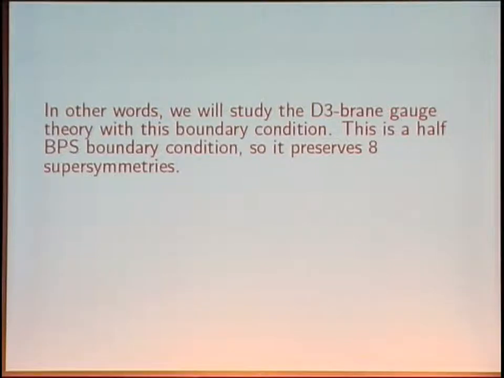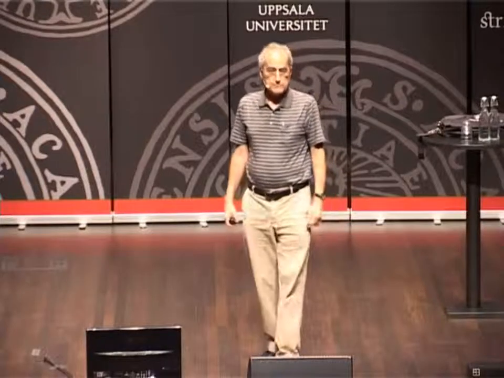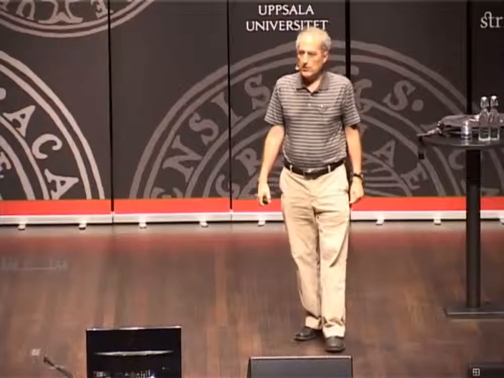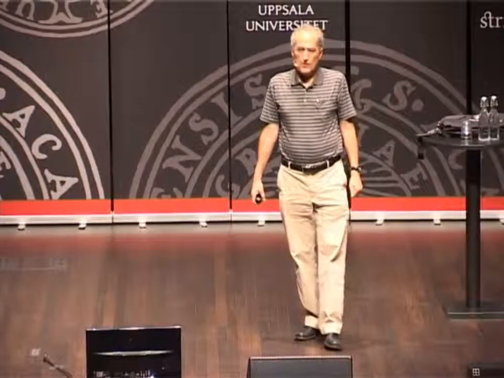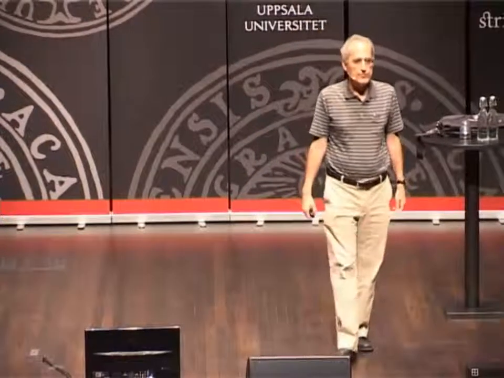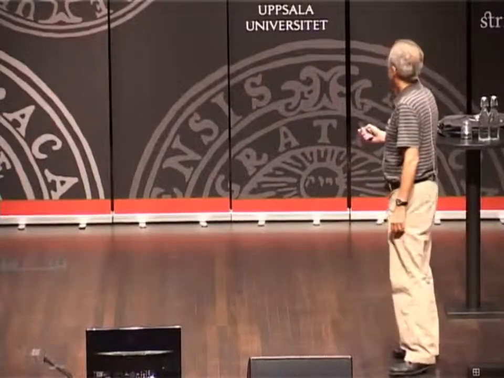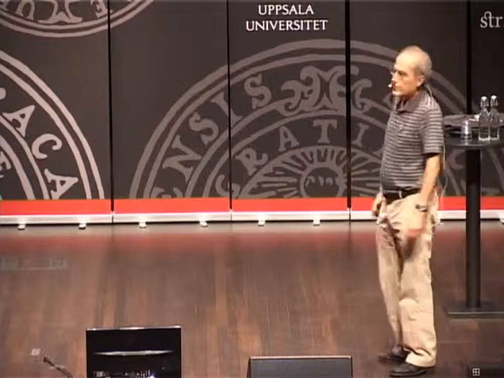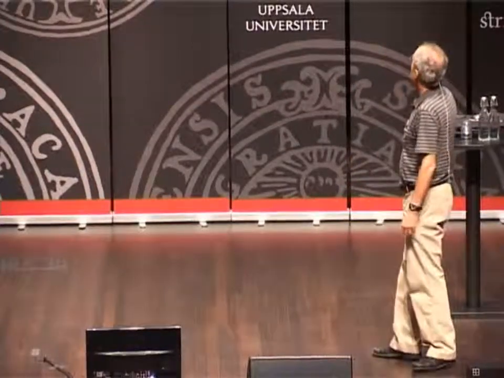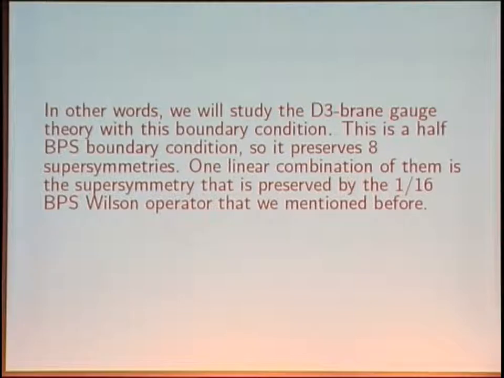Now, this is a half BPS boundary condition. A single NS5 brane preserves half of the supersymmetry that the D3 branes would have by themselves. The D3 branes would have 16 supersymmetries, and the NS5 brane preserves 8 of them. One linear combination of these 8 supersymmetries is the supersymmetry that's preserved by the 1/16th BPS Wilson operator that I explained before.